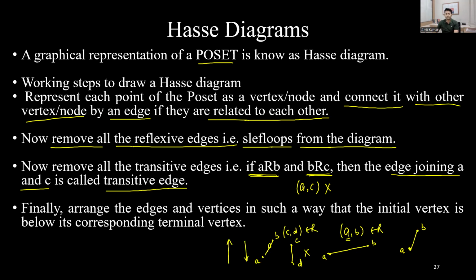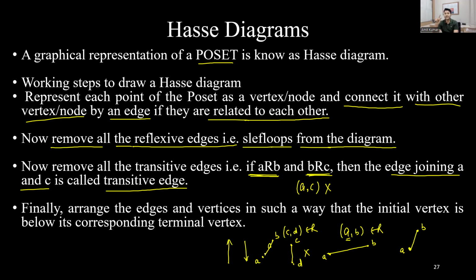It's not combining both directions in the same diagram. Understood? So these are the points for drawing a Hasse diagram. There are three steps in total. First, the raw figure, where all the connections are represented. Second, remove the reflexive edges, that is, all the self loops. The third one, remove the transitive edges, which is (A, C).